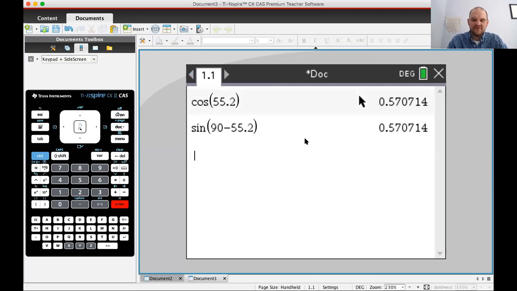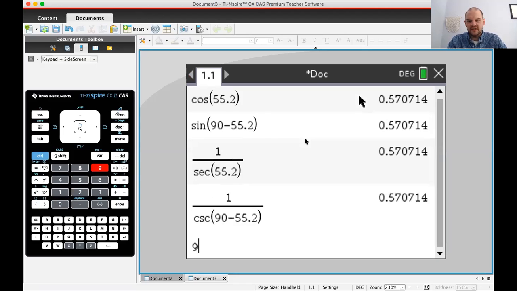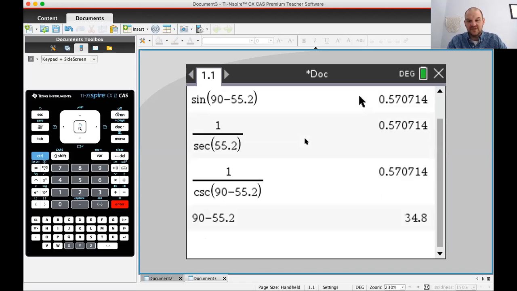It would be really nice if it simplified the 90 minus 55.2. I understand that it's showing you what you typed in so that you can check it, but I also think it'd be nice if it reduced it for you, but it doesn't, and that's okay. We could have done 1 over the secant. We didn't have this button supposedly, but you can see that it works. 1 over the cosecant of 90 minus 55.2. We also could have done 90 minus 55.2 and just used that number over and over again. That probably would have been smart.